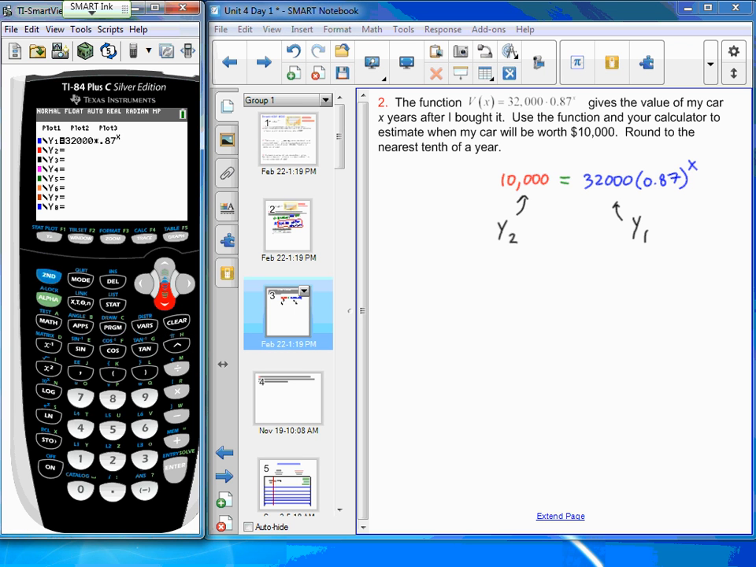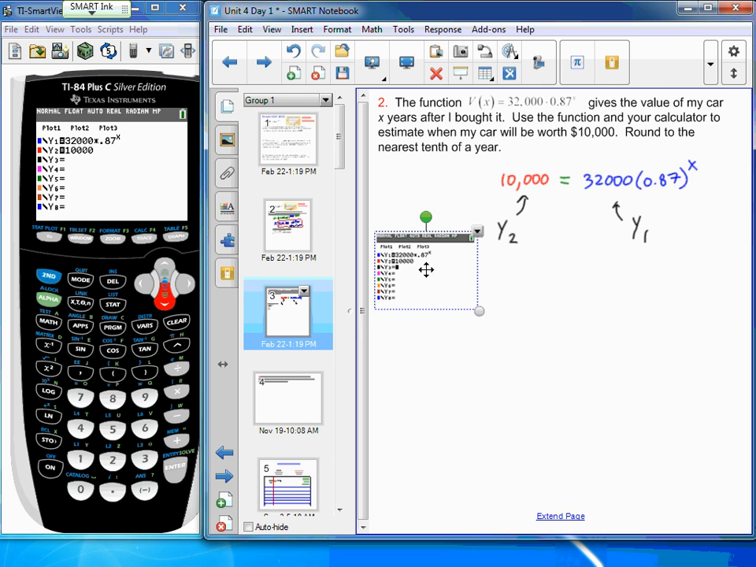And let's enter a second function, a constant function. Call it y sub 2. That's my $10,000. So we want to see when v of x equals $10,000. In order to do that, I need to get an appropriate window. And so I see that I've got 32,000 from my reading question. There's my initial value of the car.